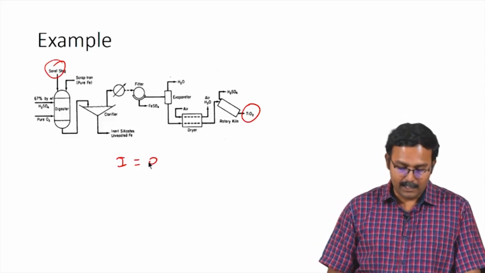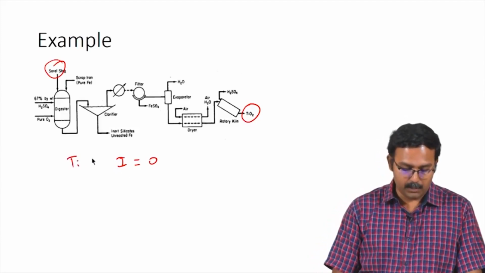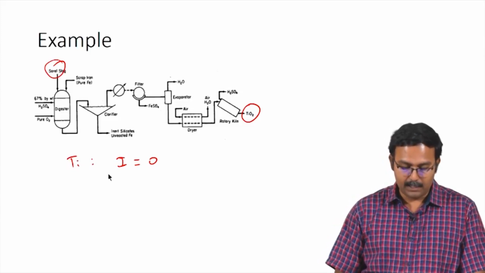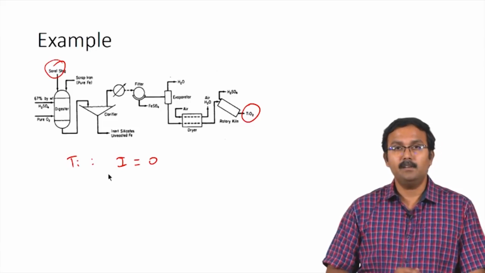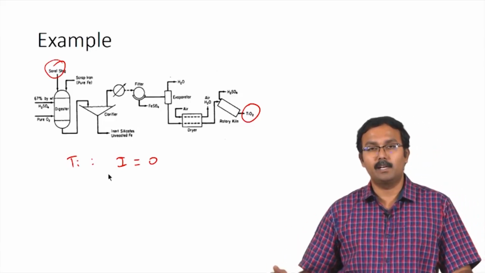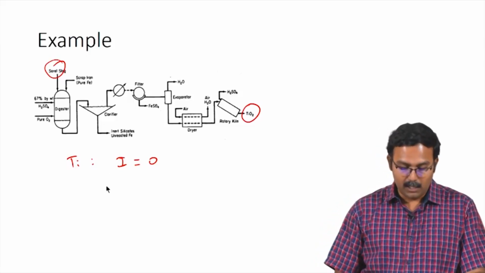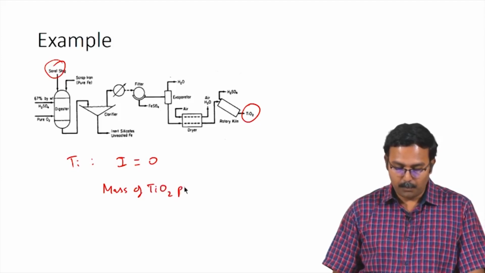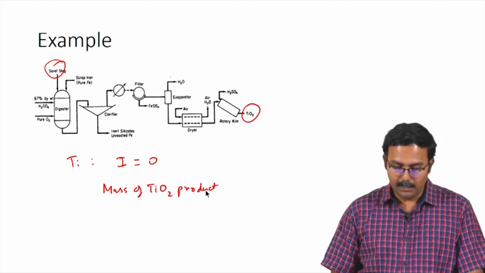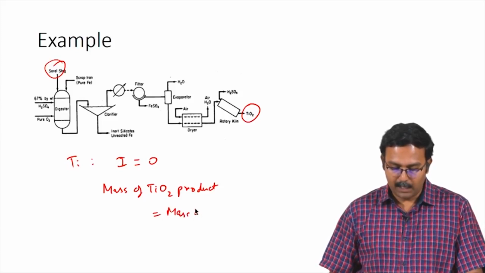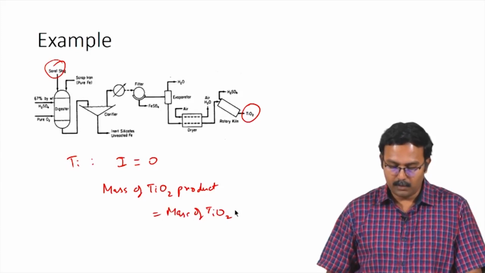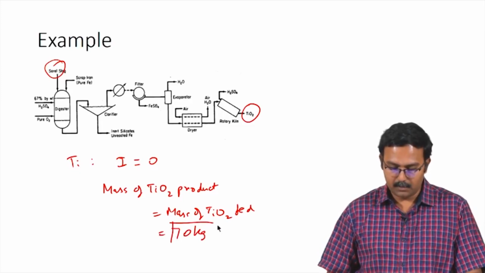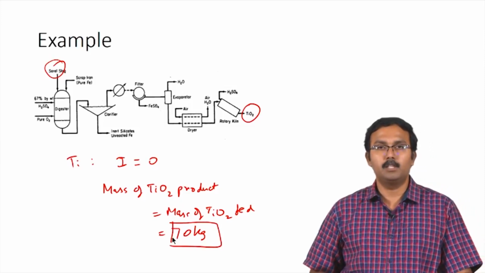So, taking that into account for Ti, which is the elemental balance for titanium, we know that whatever titanium is entering would be leaving in the form of TiO2 again. So, the amount of TiO2 leaving the system, the mass of TiO2 product, would be equal to the mass of TiO2 fed, which is 70 kilograms. So, with this we have solved this problem.